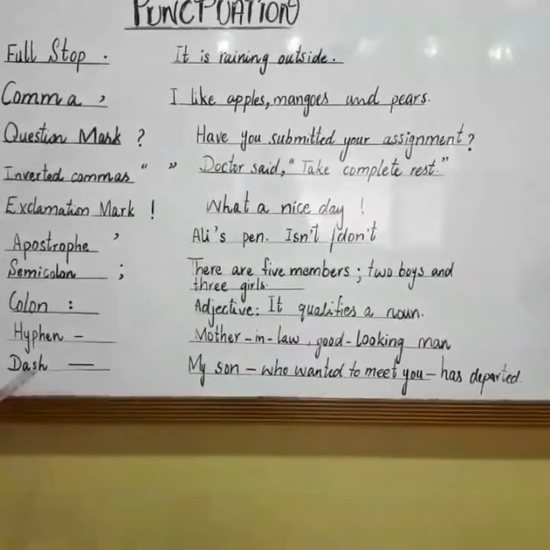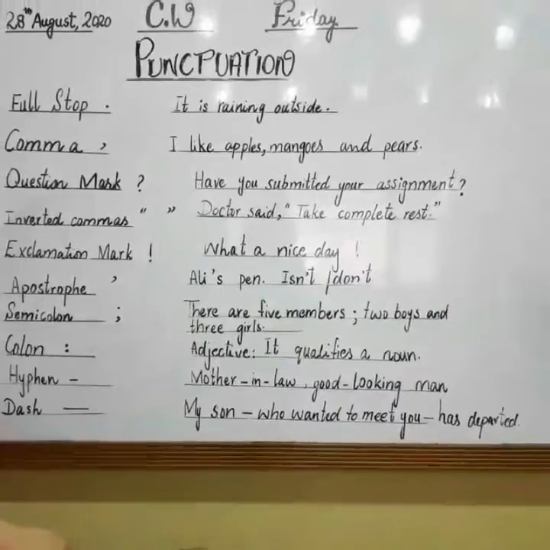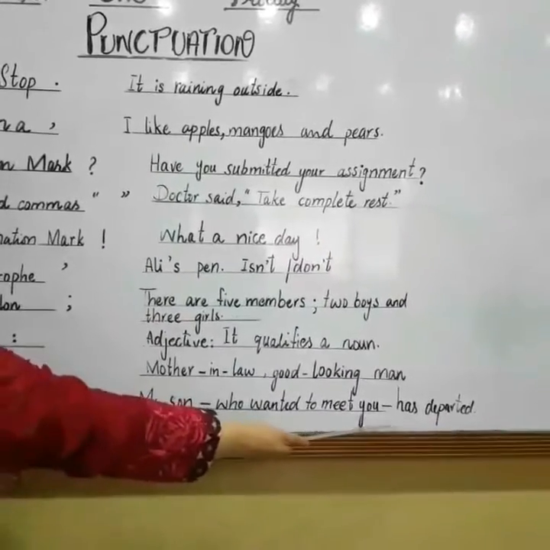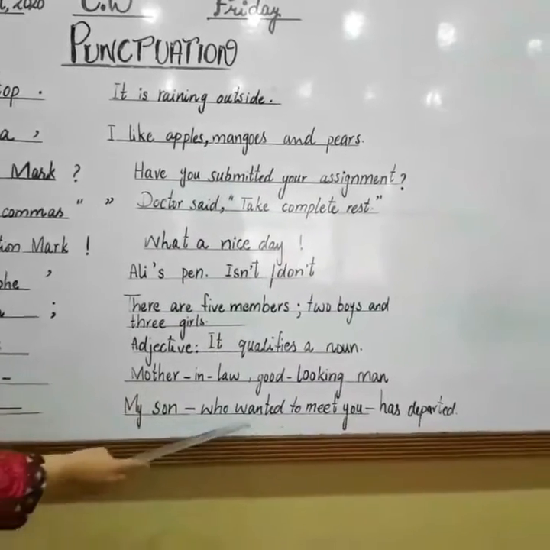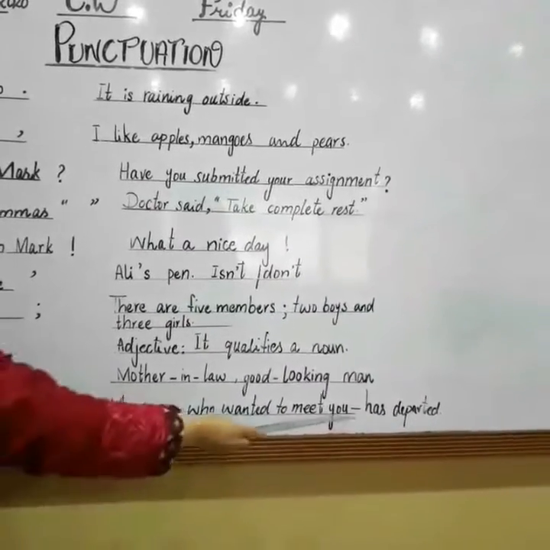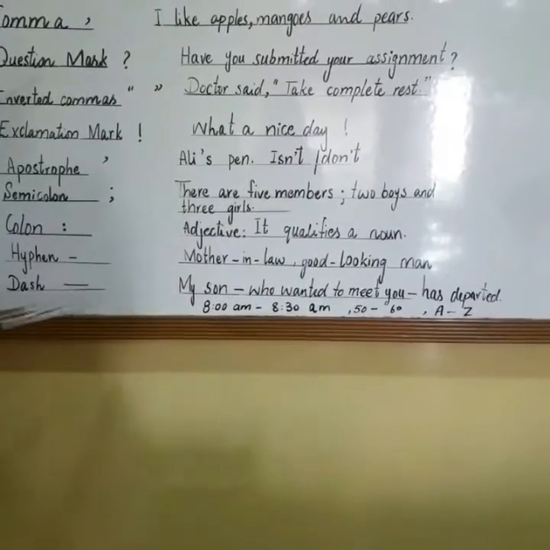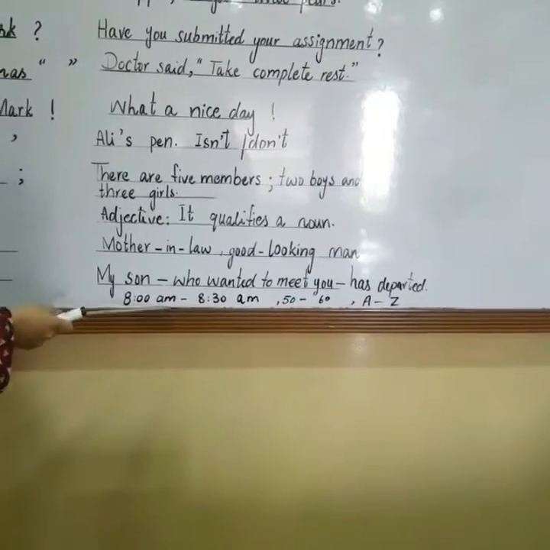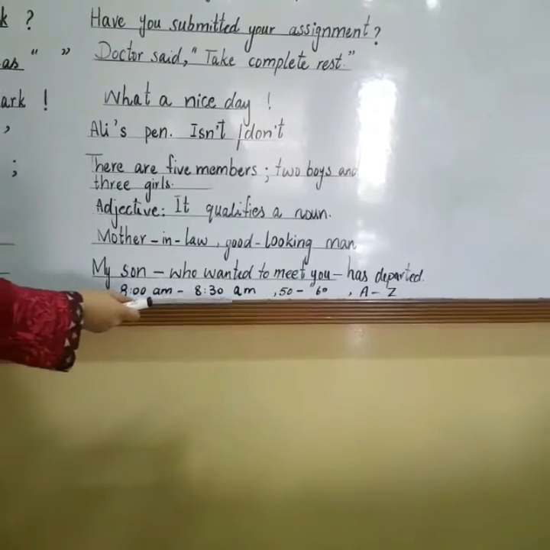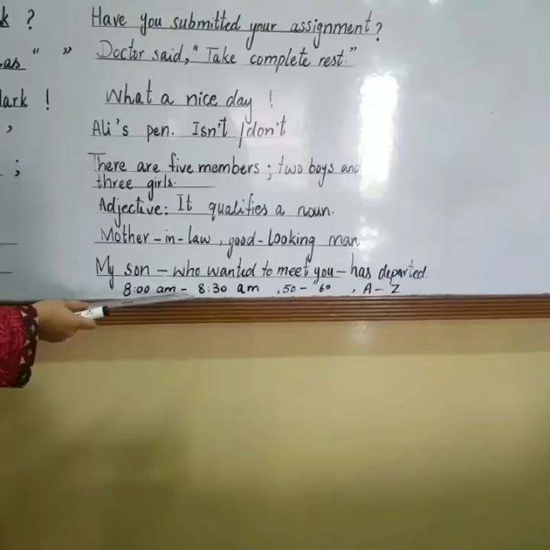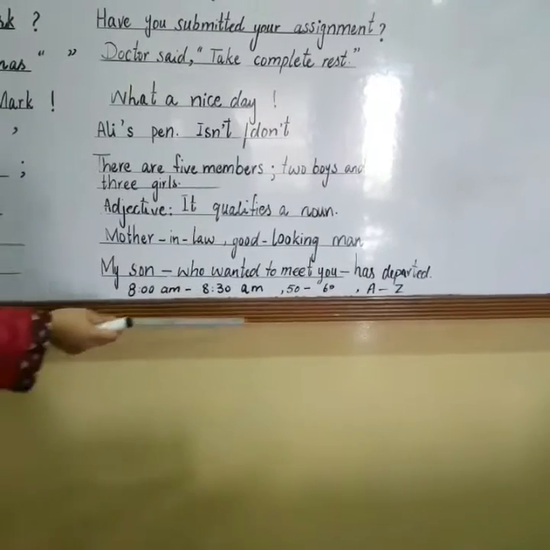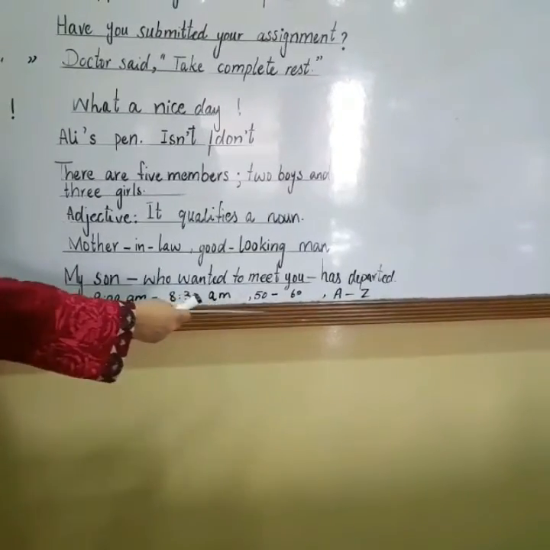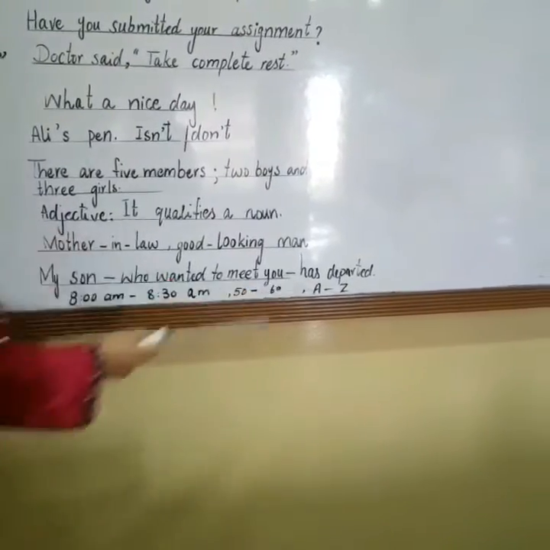The last one is dash. Dash is used to present extra information. For example, my son, who wanted to meet you, has departed. Here I have put the extra information between 2 dashes. Dash is also used to show the range of numbers, digits and range of time. For example, 8 am to 8:30 am. Here I have used dash to show the duration of time. 50 to 60, here dash has been used to show the range of numbers, and A to Z.